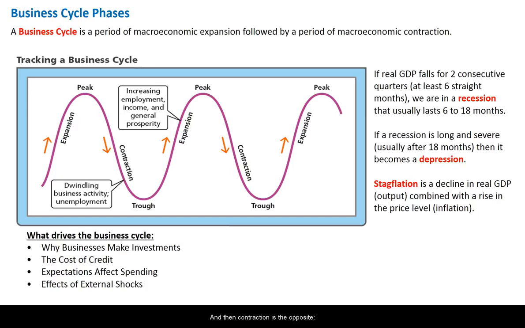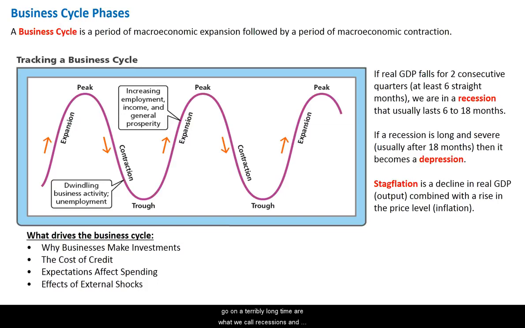And then contraction's the opposite. You're going to see real GDP falling, unemployment rising, businesses not making investments, and things like that. And you can see what drives the business cycle there at the bottom. External shocks, meaning things we don't expect. Could be war, could be famine, could be disease, could be just natural disasters like Hurricane Harvey, had a huge effect on things. But this is the normal ebb and flow. How long these things last, we don't know. Some expansionary periods can last years, months, weeks, sometimes contraction the same.